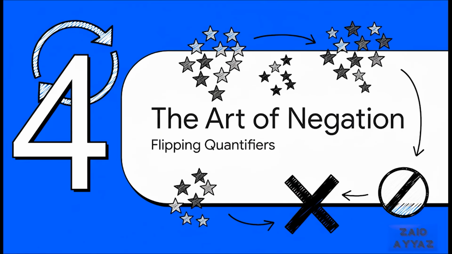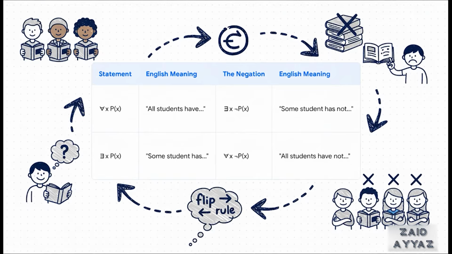Okay, so we can say all things are this way, and some things are this way. But what about saying not all things, or no things? This is where we get into negation. And it can be a little bit counterintuitive, but it's really cool once you get it. Here is the absolute golden rule. When you negate a quantifier, it flips to the other type, and the negation moves inside.